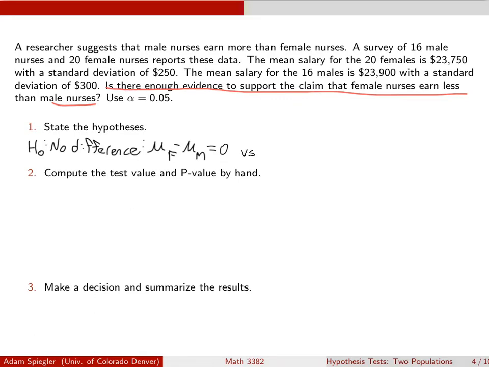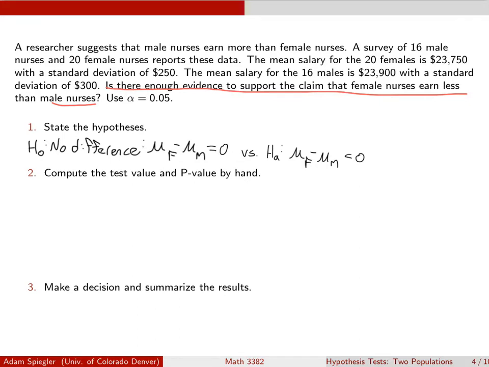And we would test this compared to the alternative hypothesis, which is going to say there is some difference here. And it might be a claim that one is less than the other, greater than the other, or just not equal to each other. And so that depends on what they're trying to gather evidence to support. And in this case, it's that the salary for female nurses is less than male nurses. So that would make this difference negative. So the claim is that the difference in those two means should be negative.